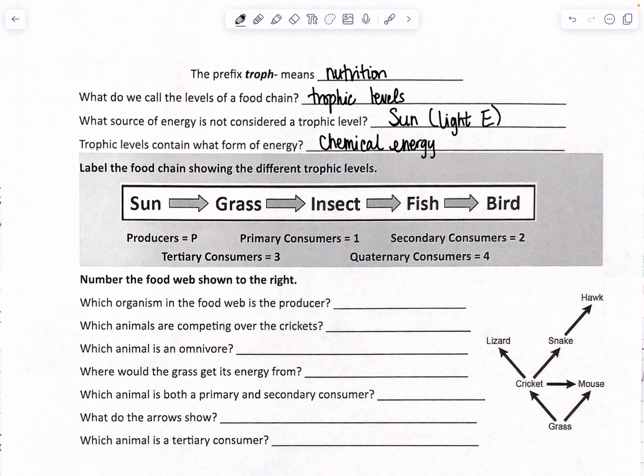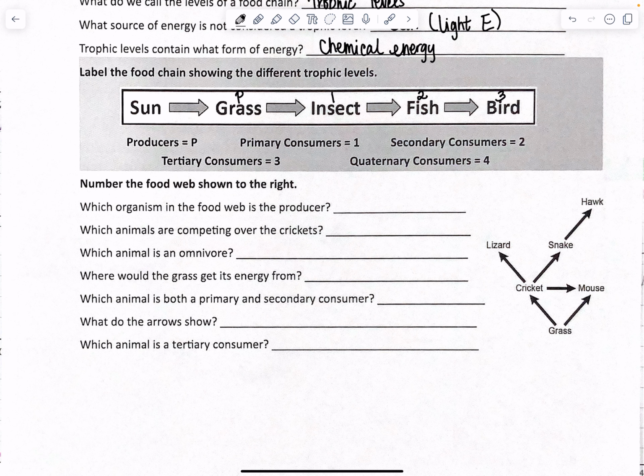Okay, so starting with our producer. Our producer is going to be the grass, so we put a P here. The first thing eating something is the insect, so that is our primary consumer, so we put a 1. The second thing eating something is our secondary consumer, that would be your fish. And then the third thing to eat something would be your bird, so that one gets a 3. Because we don't have anything higher than a bird, we don't have a number 4 in this particular food chain.